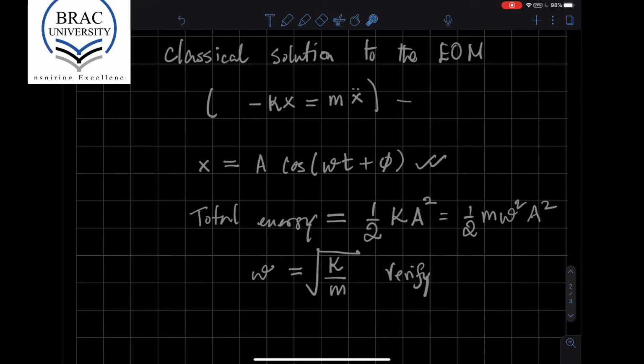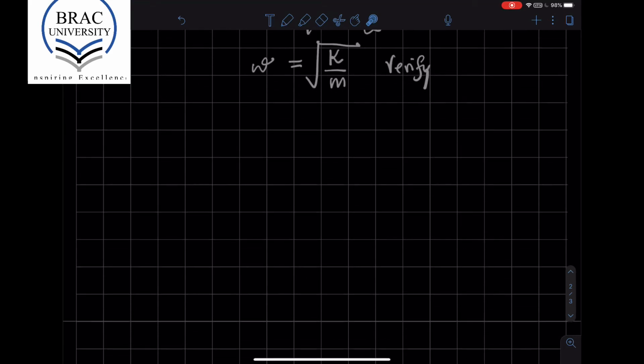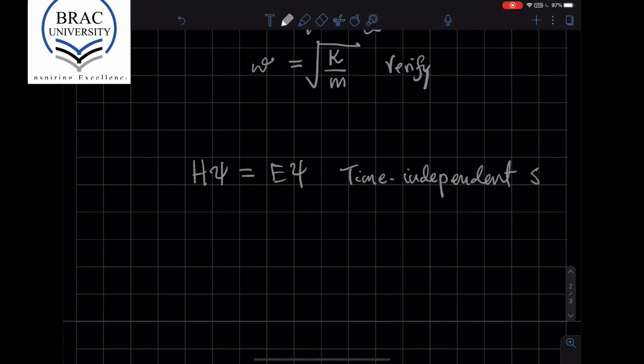So quantum mechanically, the equation is going to be the Hamiltonian operator acting on psi equals E psi. So this is the time-independent Schrodinger equation.